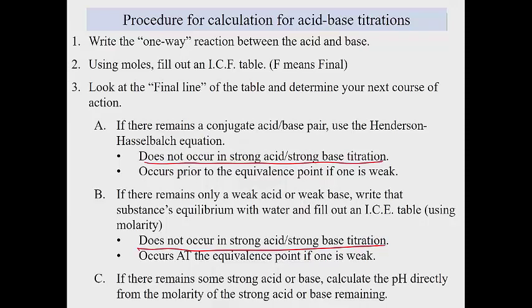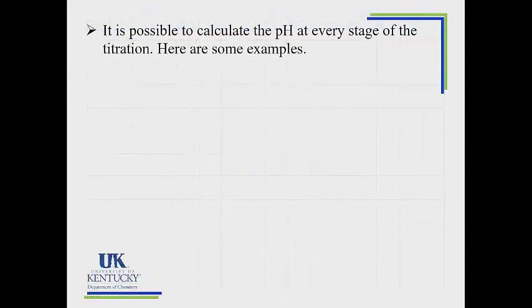If there remains some strong acid or base, you're going to calculate the pH directly from that strong thing. This does very often happen here because we're titrating between a strong acid and a strong base. So anytime you've got something dealing with weak acid-base pairs, or just a weak acid or weak base, that's when one of them was weak, not when both of them are strong. All right, so we can calculate that pH.